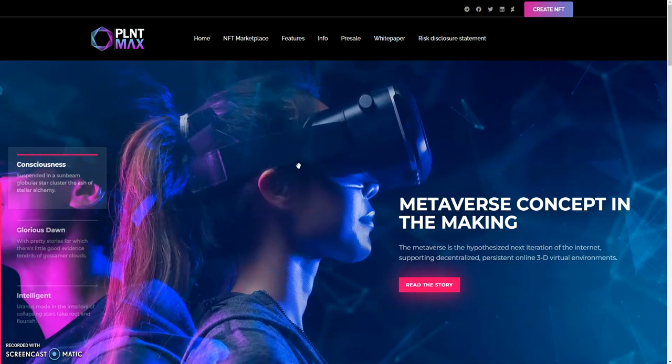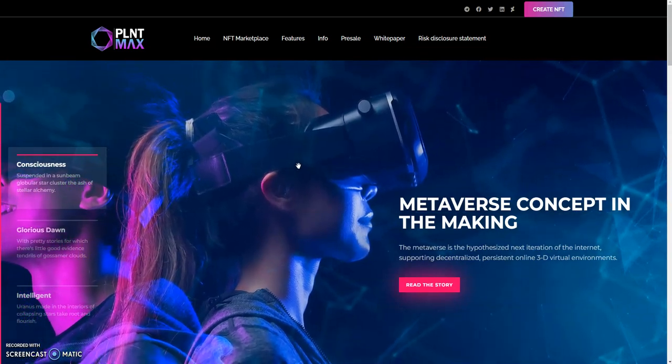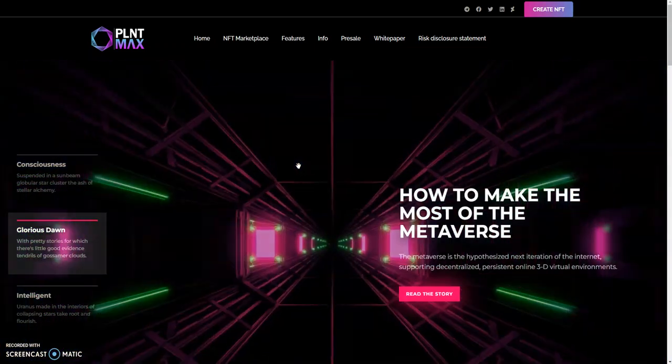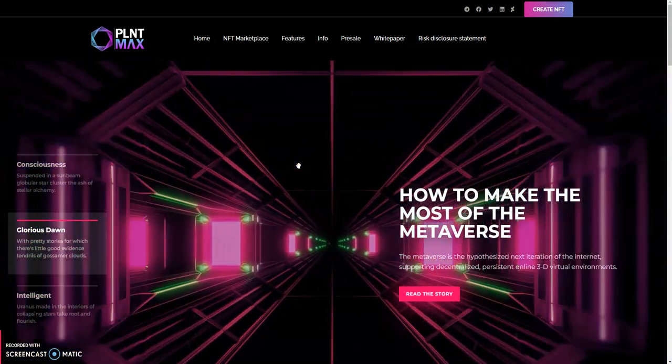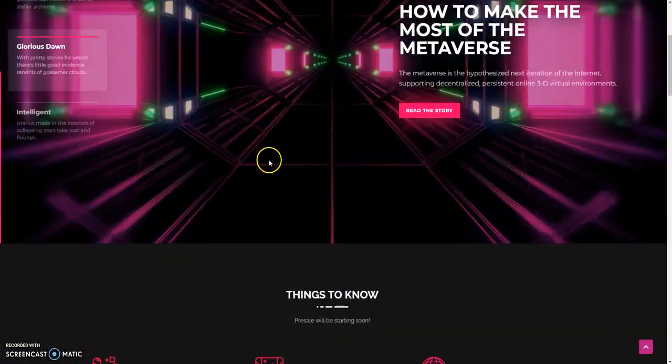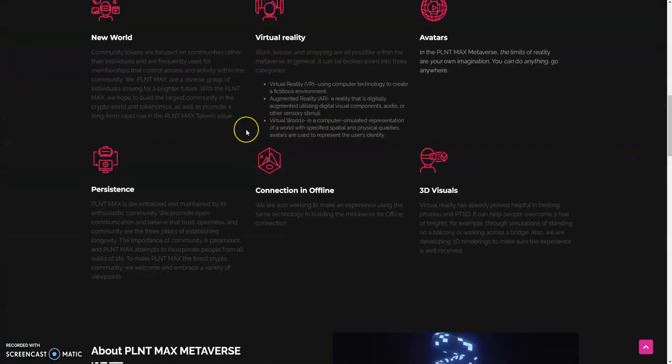We've got a Metaverse concept in the making. The Metaverse is the hypnotizing next iteration of the internet, supporting decentralized, persistent, online 3D virtual environments. Okay, we've got new world. Community tokens are focused on communities rather than individuals and are frequently used for memberships that control access and activities within the community. We, PLNT Max, are a diverse group of individuals striving for a brighter future.